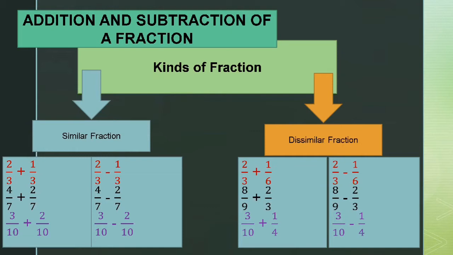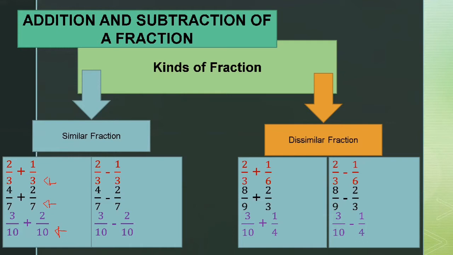When we say similar fraction, the denominator is the same. Pareho ang given ng denominator. So we have here an example. First one is 2/3 plus 1/3. If you notice, the denominator is the same. Second example, 4/7 and 2/7, the denominator ay pareho. Same with the third example, ang denominator ay pareho, which is 3/10 and 2/10.